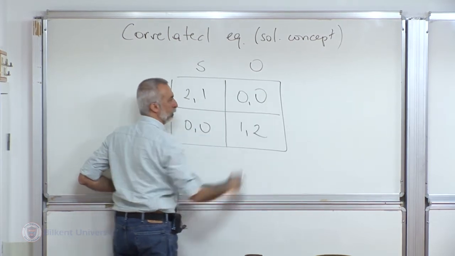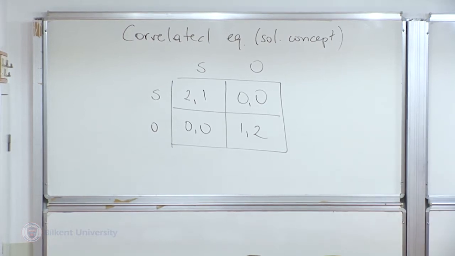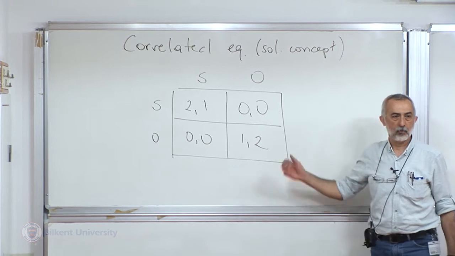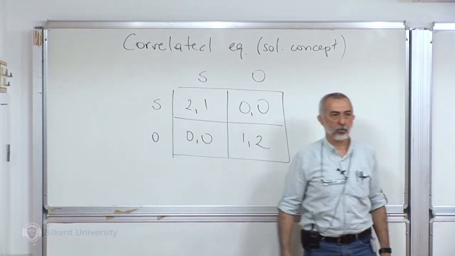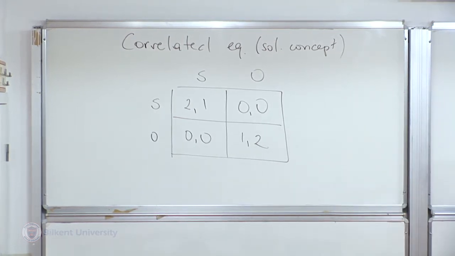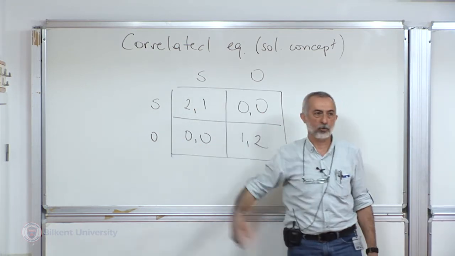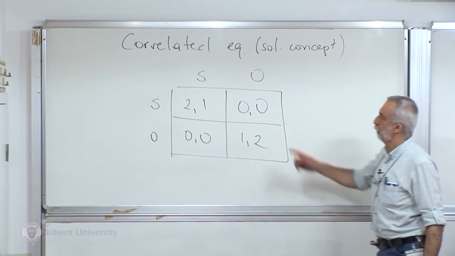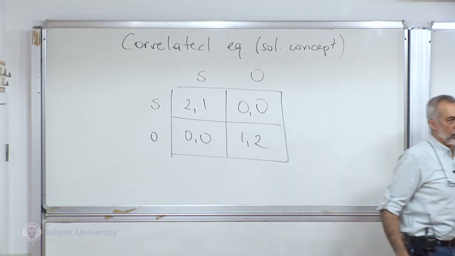which had this structure. So we already discovered that the mixed extension of this game has 3 Nash equilibria. Both play S with probability 1, both play O with probability 1, and then player 1 plays S with probability 2/3 and O with probability 1/3, and player 2 plays S with probability 1/3 and O with 2/3.